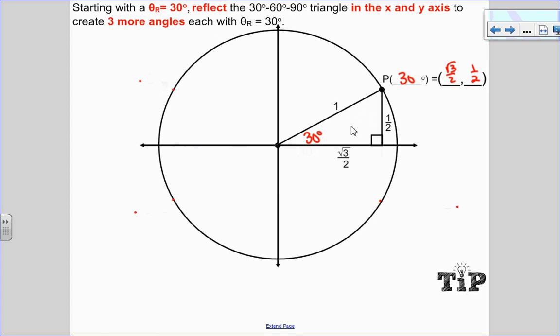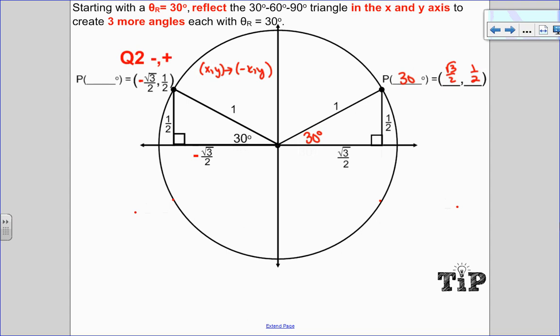So we're going to take this triangle here, and we're going to do a horizontal reflection in the y-axis. So we reflect it over there. So remember, when we do a horizontal reflection, all of our points x, y become the points negative x, y. And you can see that's exactly what's happened. My x coordinate is negative, my y coordinate stays positive. So I know that my coordinates are negative root 3 over 2 and 1/2. Also, because it's in quadrant 2, that also fits. Quadrant 2 has coordinates that are negative and positive.